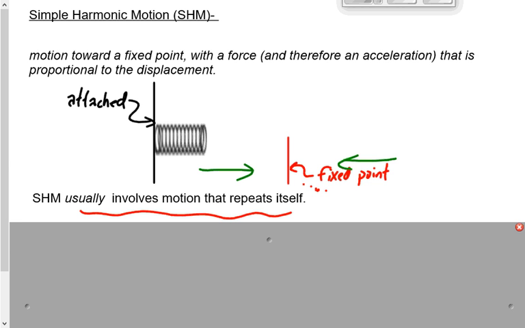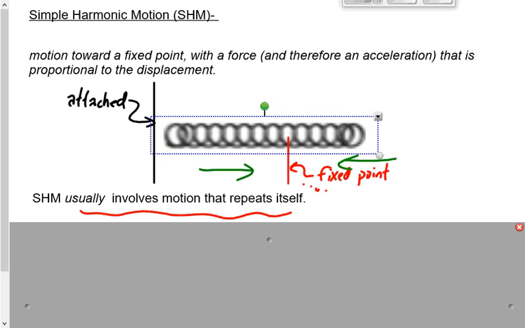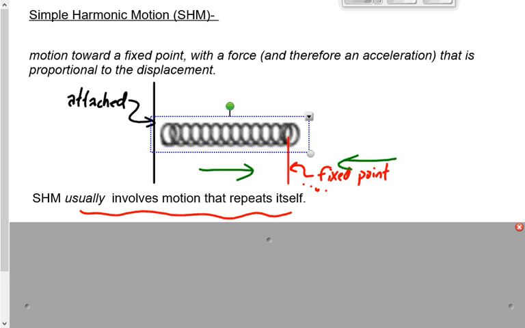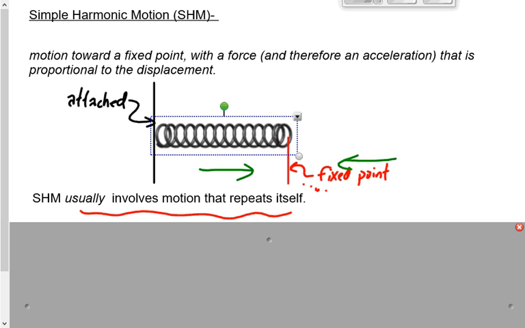Question? It will eventually reach the equilibrium point again. Okay, that's a good question. So the question is, if I understand it correctly, will this eventually die out and end up going back to the equilibrium position? Yes, but in a perfect world, it wouldn't.